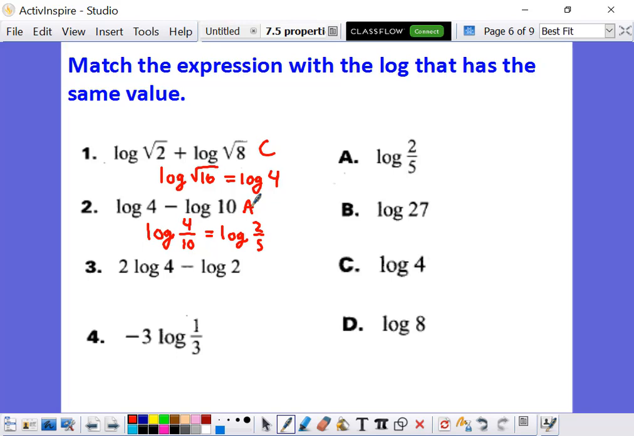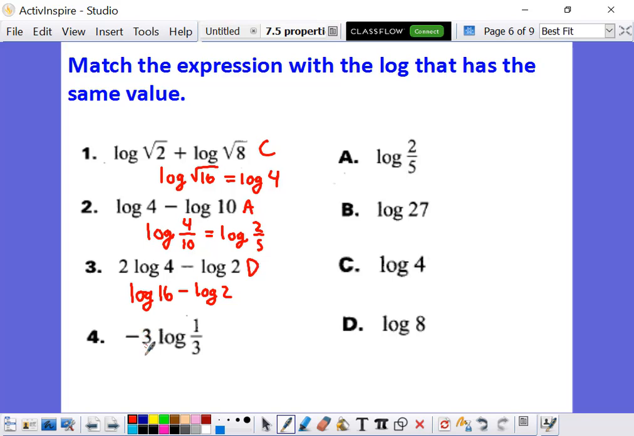Number 3, we have two properties here. We're going to do the power property, so we're going to rewrite this first log as log of 4 squared, which is 16, minus log of 2. So the second step is I'm going to combine those by dividing. Since it's a subtraction sign here, I'm going to do 16 divided by 2, and I get log 8. And obviously the last answer choice we have left is answer choice B, but let's just make sure.